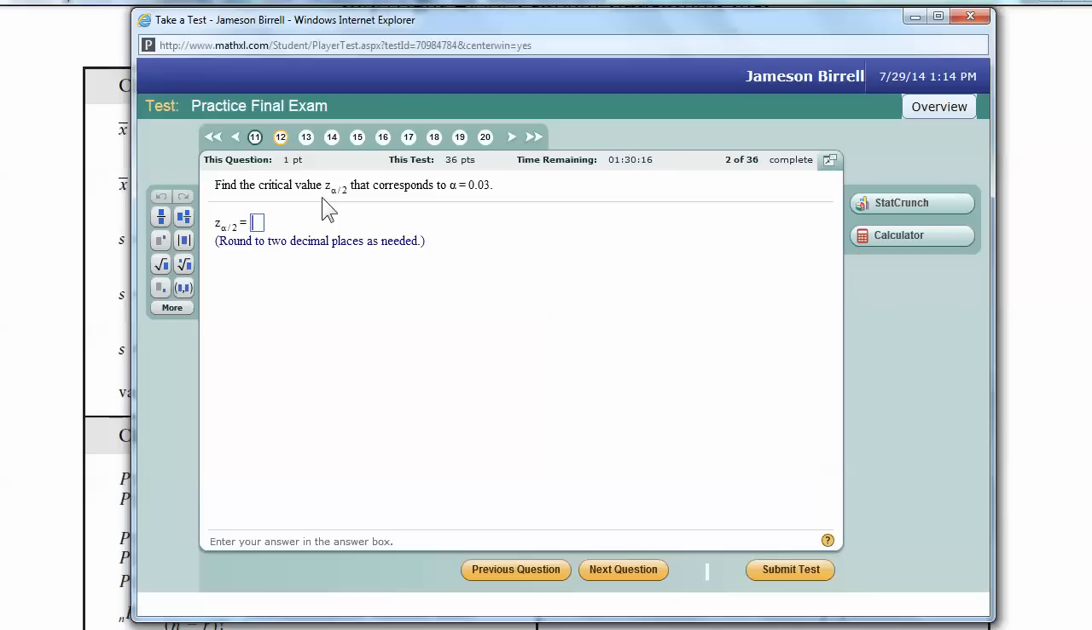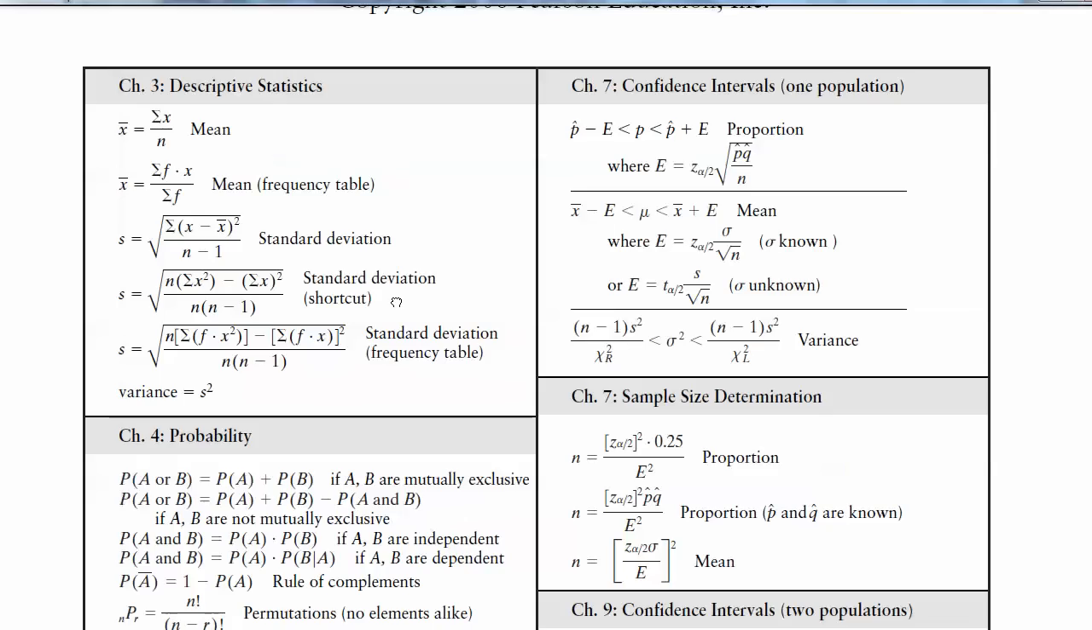Okay, the critical value is z sub alpha over 2. That corresponds to a significance level of 3%. Oh, find the critical value. Okay, now this is the positive one, right? So I can just go ahead and scroll right on down to the table.